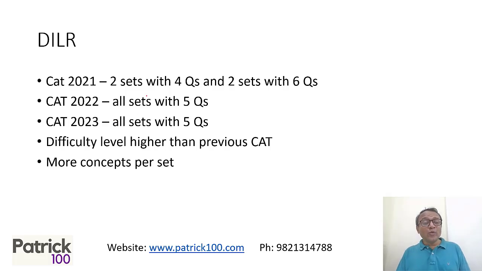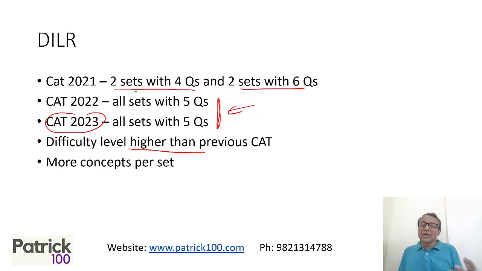DRR: in CAT-21 or 20 questions, there were 2 sets of 4 questions and 2 sets of 6 questions. But in the last 2 years, there were 4 sets of 5 questions each. In CAT-23, the difficulty level was much higher than the previous CAT, because the number of concepts per DRR set was more. Normally, DRR sets combine maybe 2 concepts, but here more than 2 concepts were combined and therefore it became more complicated. So the difficulty level increased, and because of that, the cutoffs went down for DRR. So this is the change as far as the DRR section is concerned.